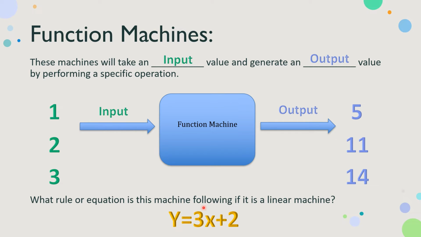All right, so hopefully you might have guessed this. y equals 3x plus 2. Okay, this looks like a linear equation. We can see here if 1 goes in for x, then 3 times 1 gives us 3, plus 2, and then we get our 5 out. So we can see how 1 turns into 5, and same with 2 turning into 11 and 3 to 14.